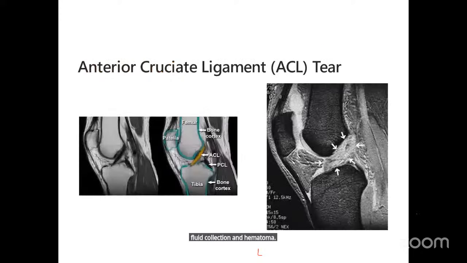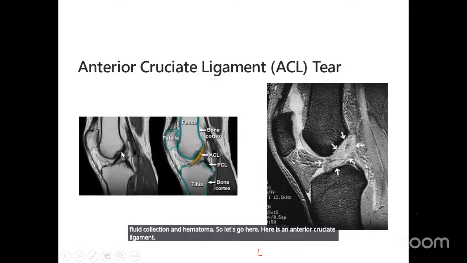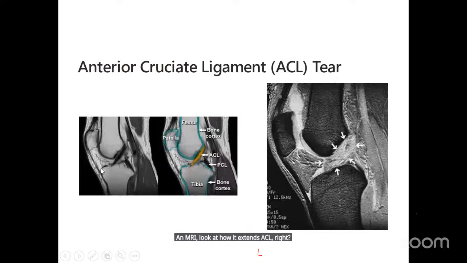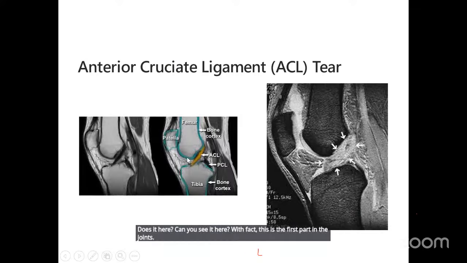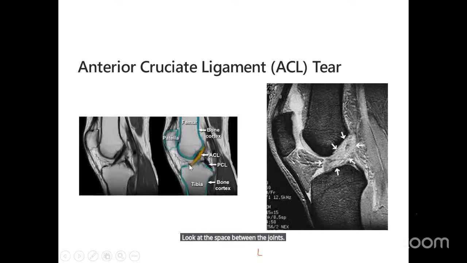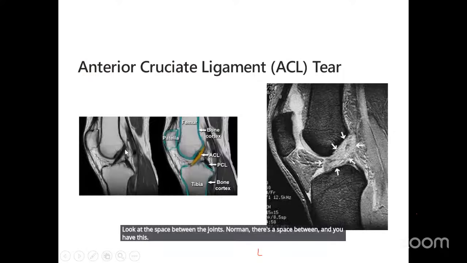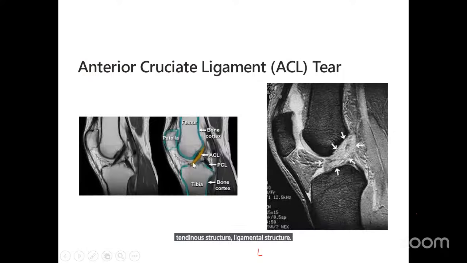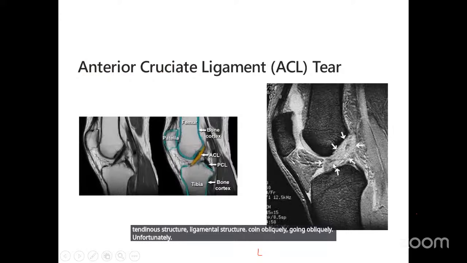So let's go here. Here is an anterior cruciate ligament on MRI. Look at how it extends, ACL, right? Look at it, obliquely from posterior to anterior. Are we together? That's it here. Can you see it here? With fat, this is the fat part in the joints. Look at the space between the joints. Normal, that's the space between, and you have this tendinous, ligamentous structure going obliquely.